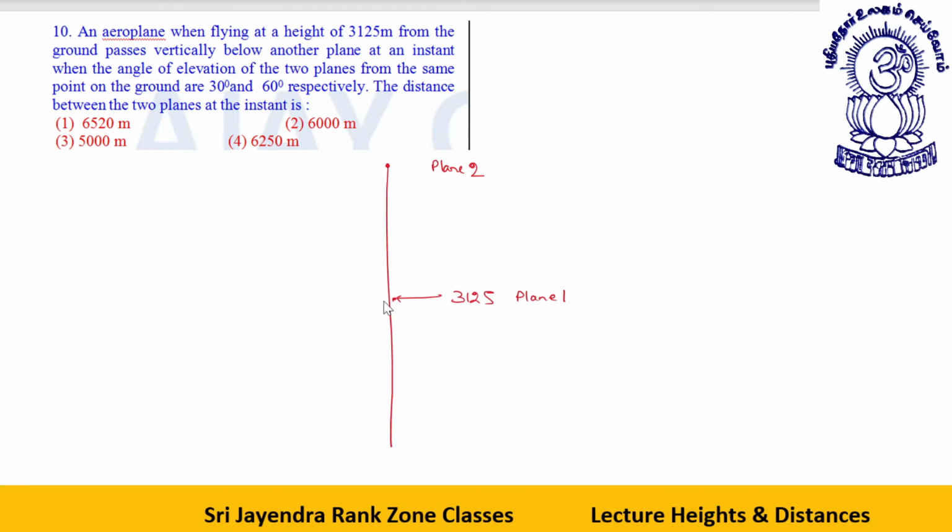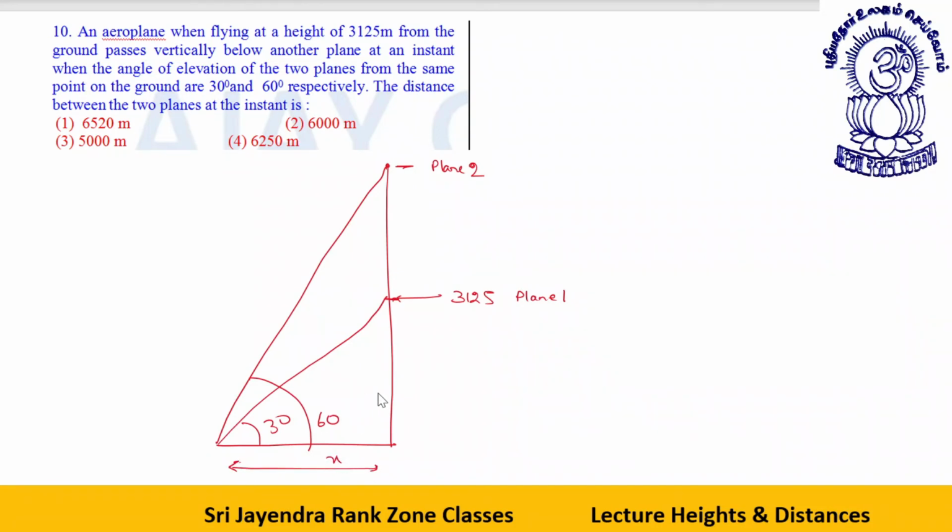The first plane passes vertically below the another plane at an instant when the angle of elevation of the two planes from the same point on the ground are 30 and 60. So like this, this angle is 30 and this angle is 60. This is the common thing. Let's say this is x.